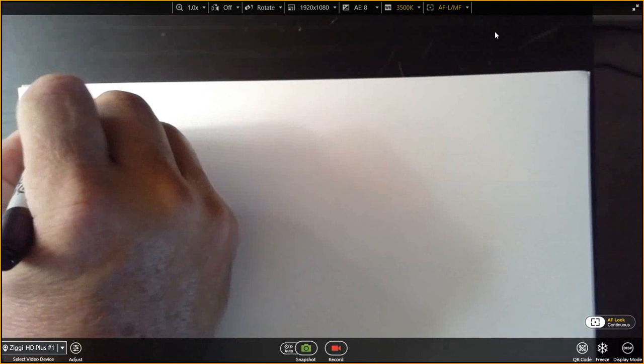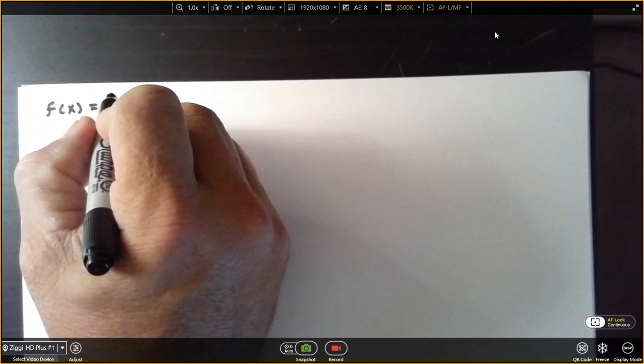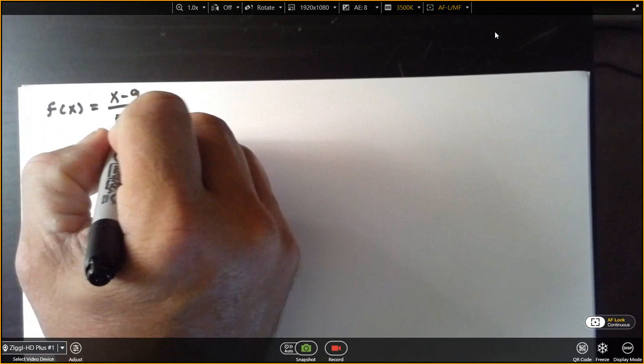Okay, the first problem we got is f of x is equal to x minus 9 over the square root of x.